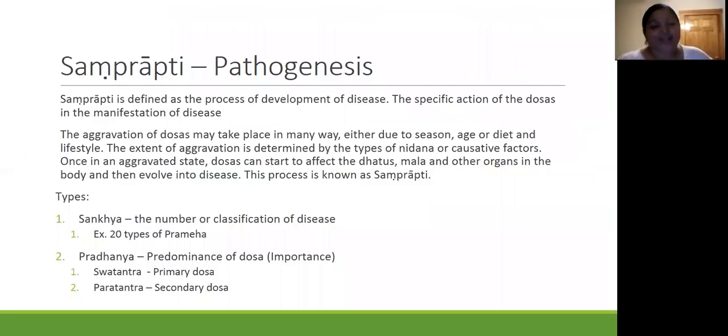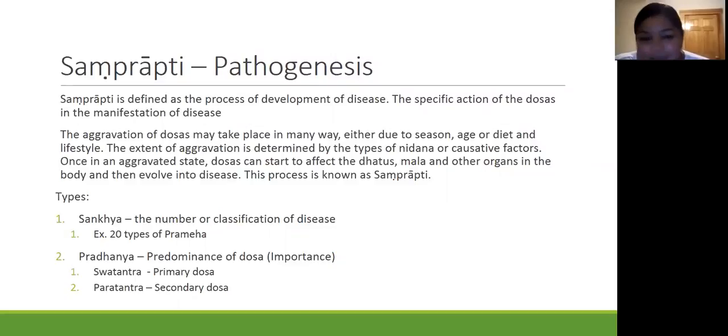Okay? And the last part is samprapti, or pathogenesis. And this we've talked quite a bit about along the way. Just want to quickly go over this. It's defined as the process of development of disease and the specific action, or the role, of doshas in the manifestation of disease.